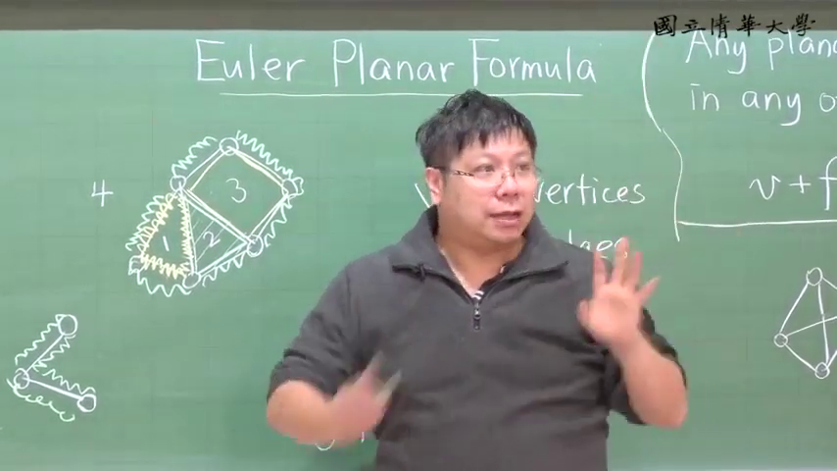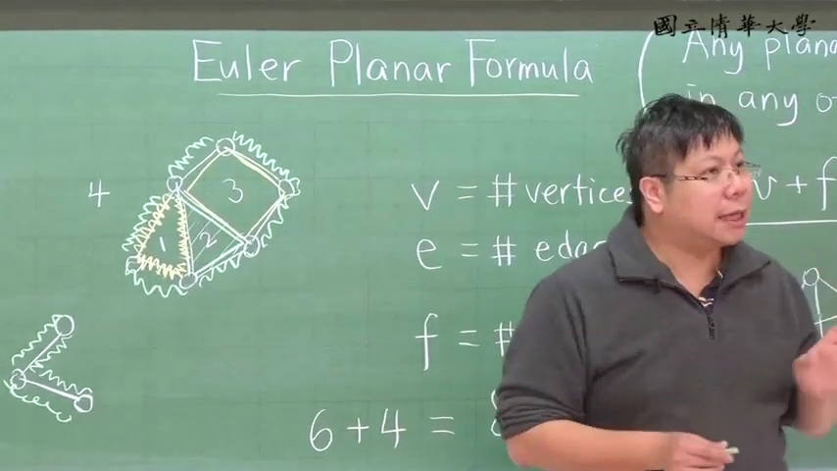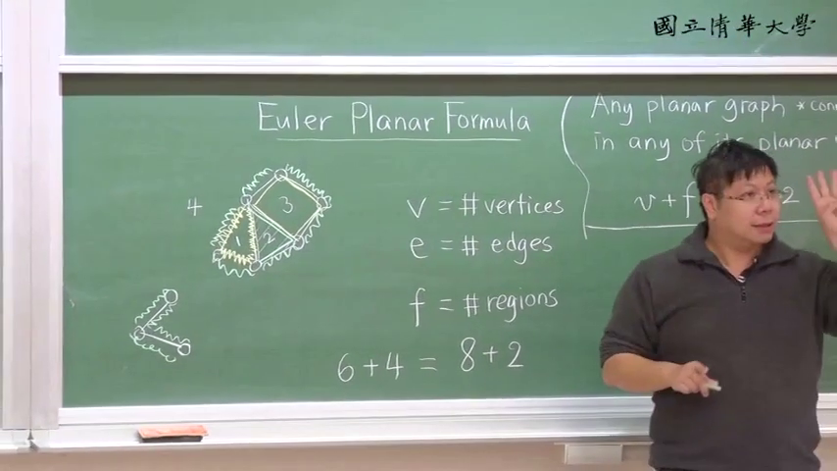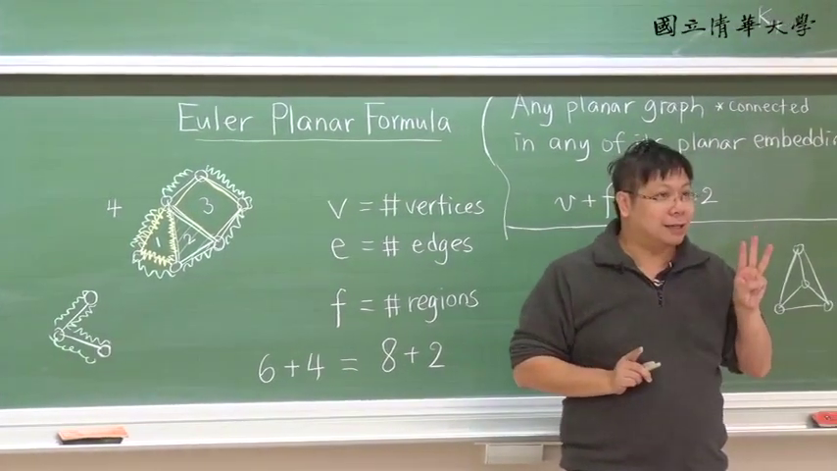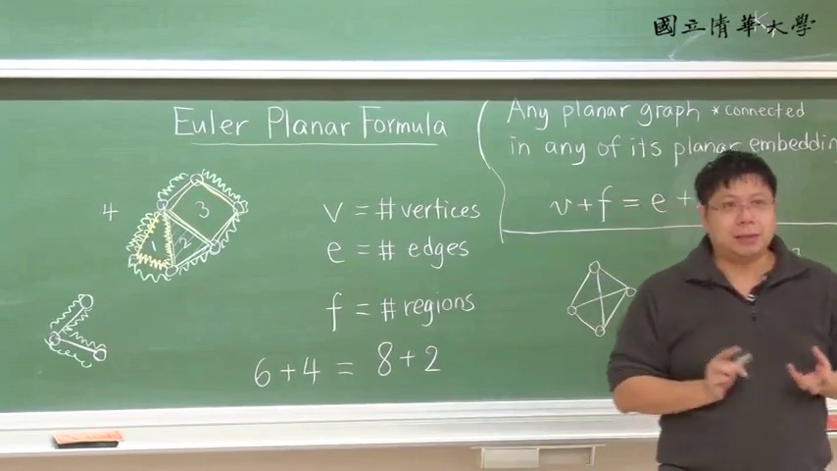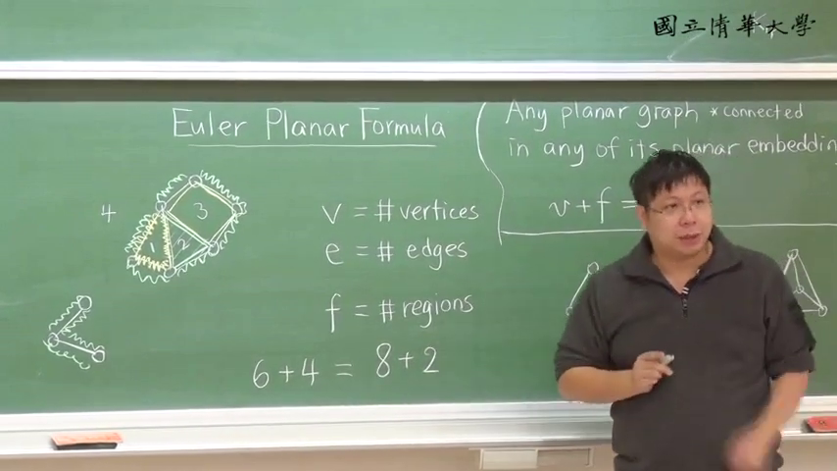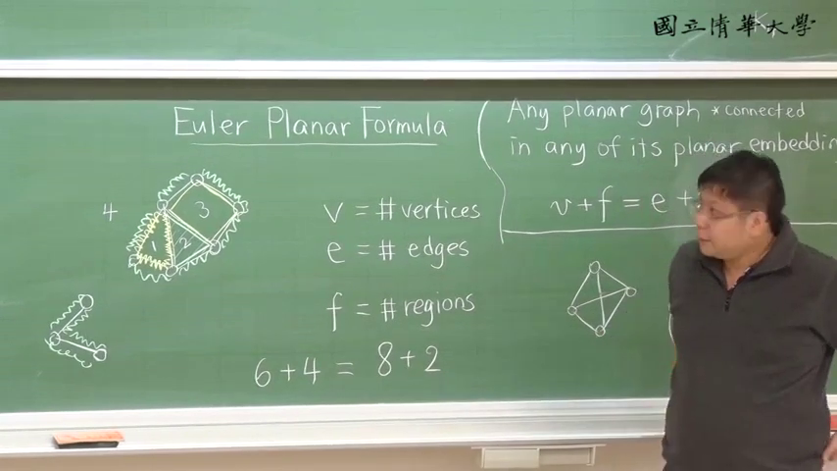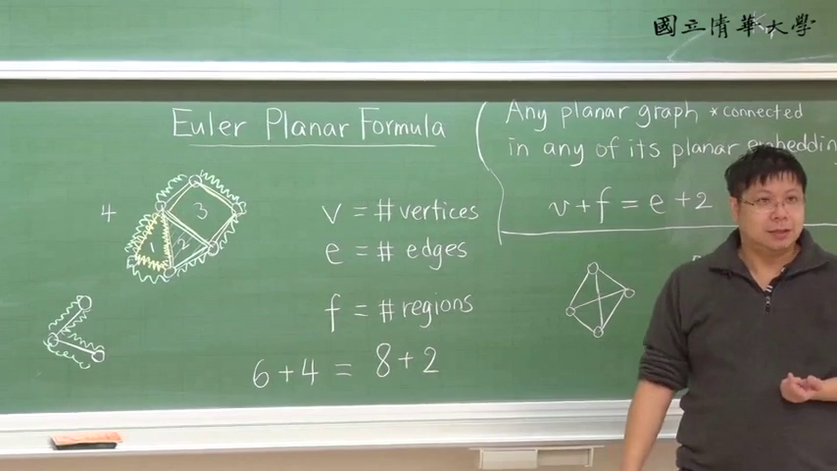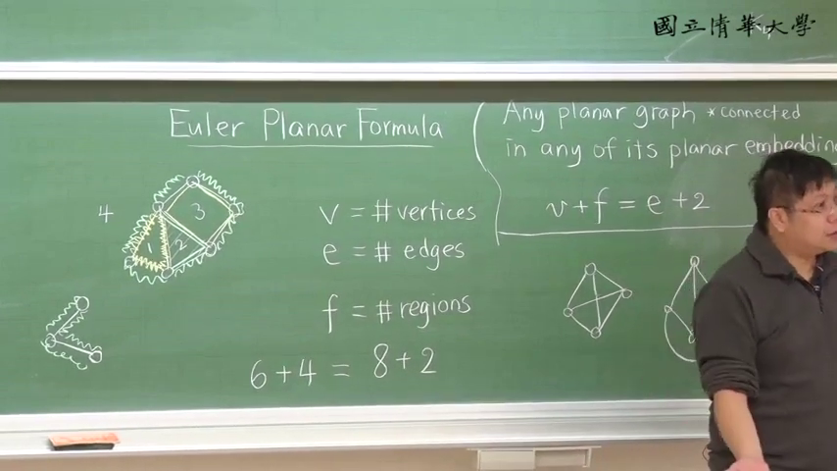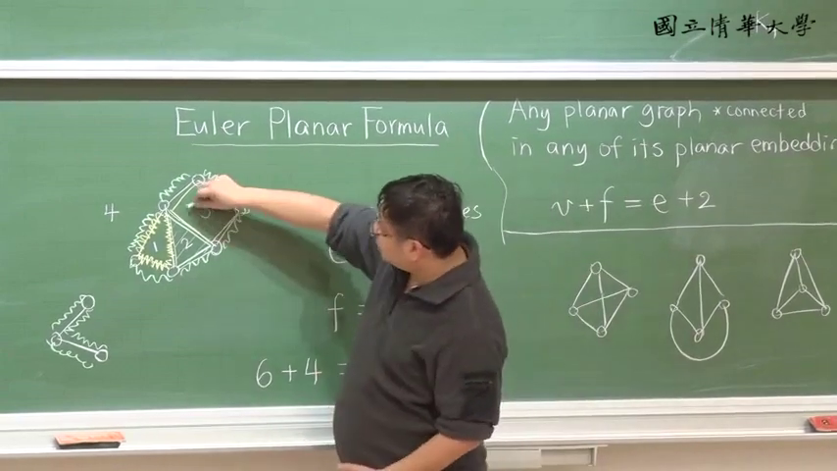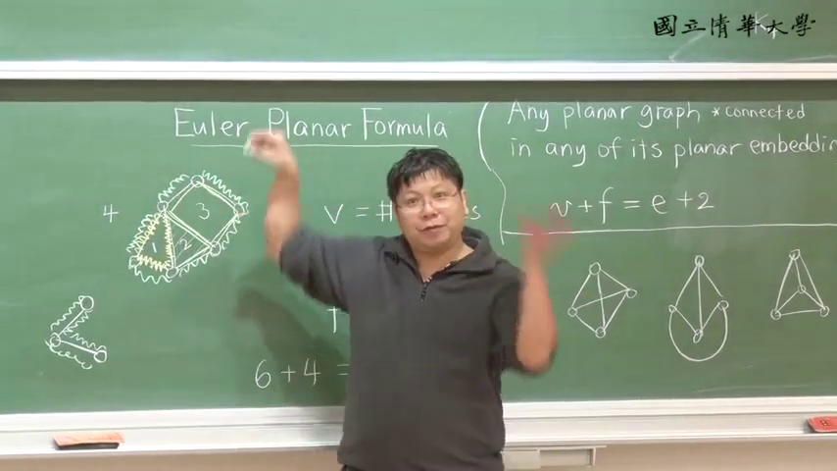Okay, so in general, each region is enclosed by at least 3 edges. Is that okay? So how many regions are there at the maximum? What is the maximum number of regions we can have? The more edges, the more regions we can have, right? So altogether, how many edges are we going to use to enclose all the regions?